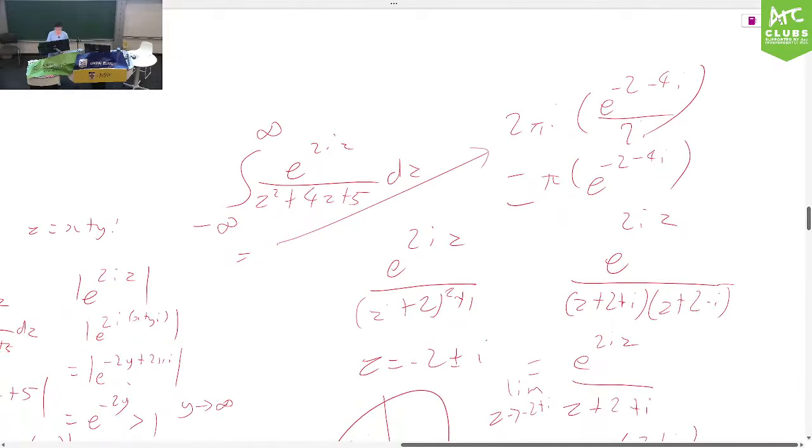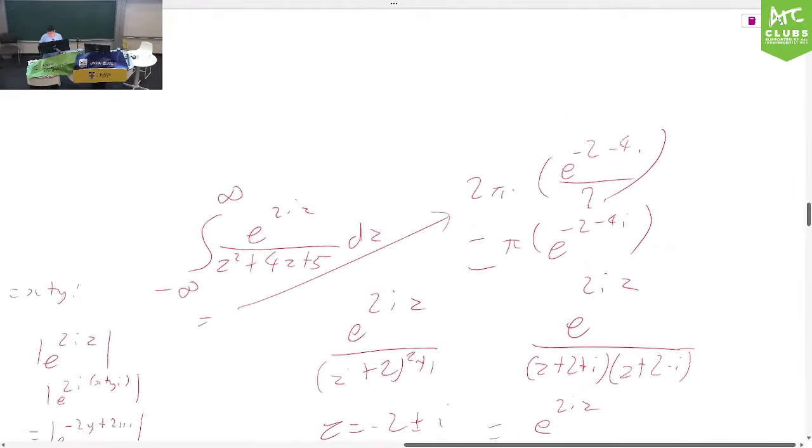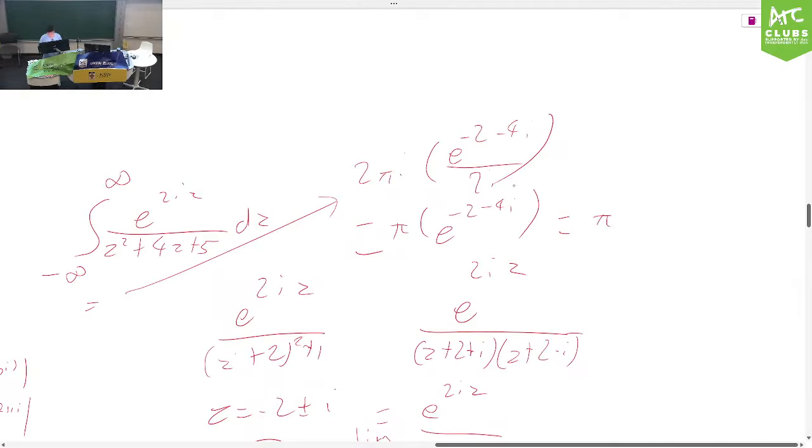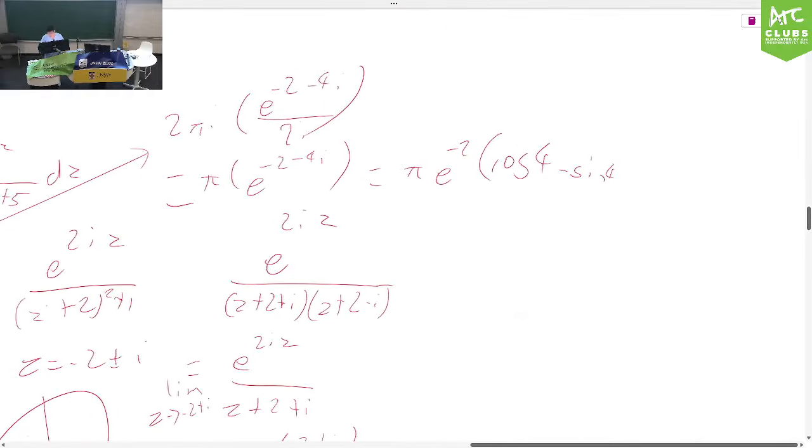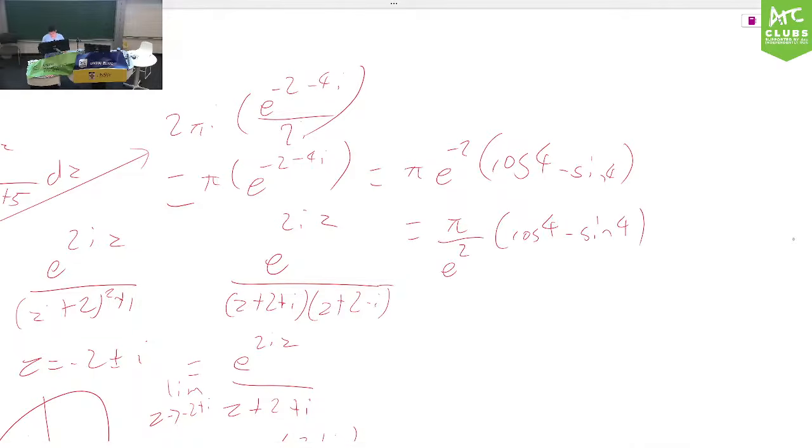So this expression, I can't really say real integral, but it has real bounds at least, but it's still a complex function kind of. That expression is equal to this. If I want to write this out better, e to the minus 2, and then the cosine, i sine, cosine 4 minus sine 4. Or I can say this, pi e to the minus 2 times cos 4 minus sine 4.